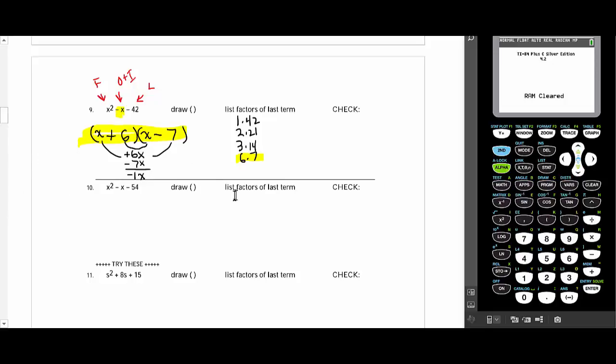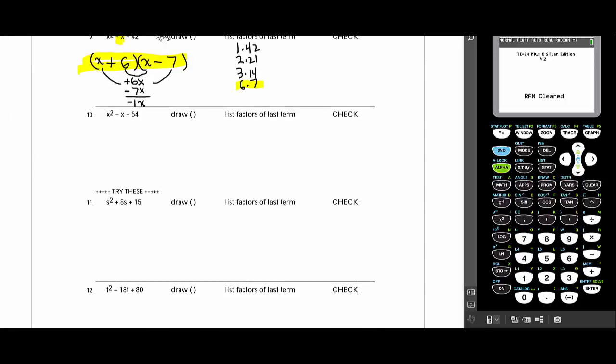All right, here's another thing that can happen. So watch this one carefully. This one's a little weird. So the first term is x squared. Last term is 54. And then the negative 1x is just the outer and inner combined.